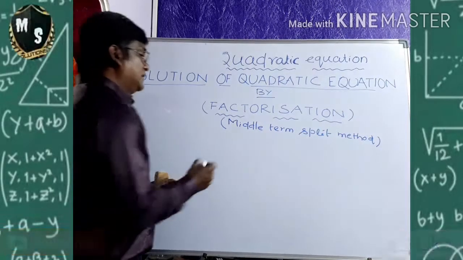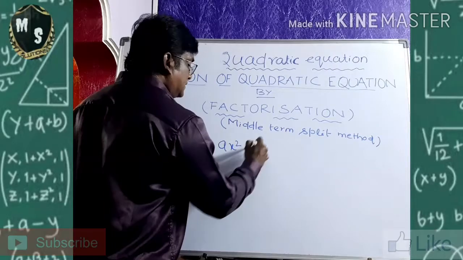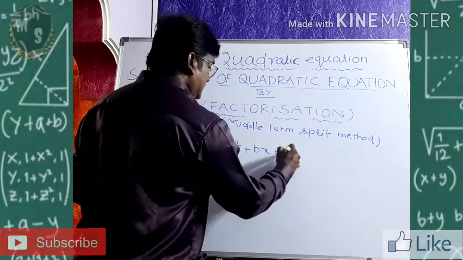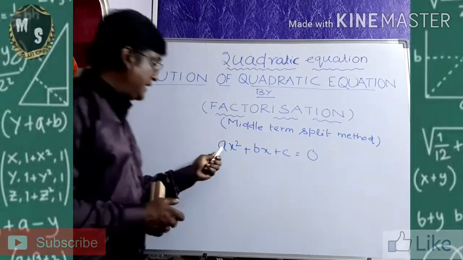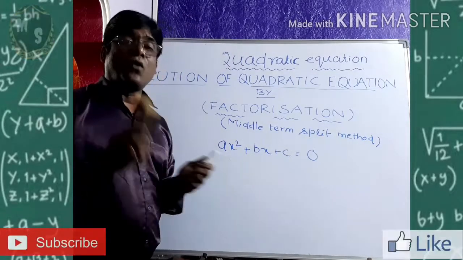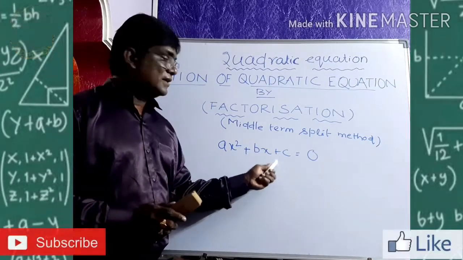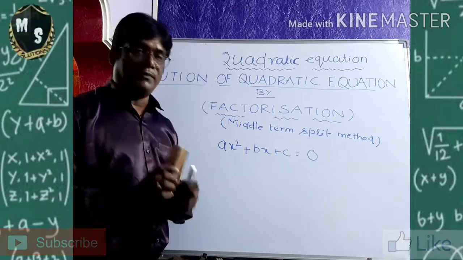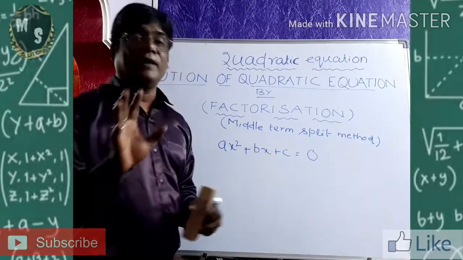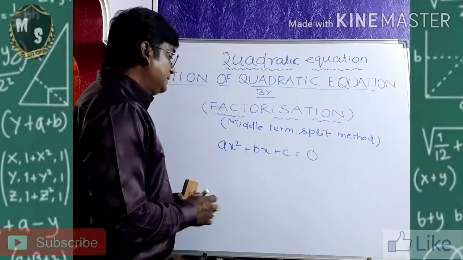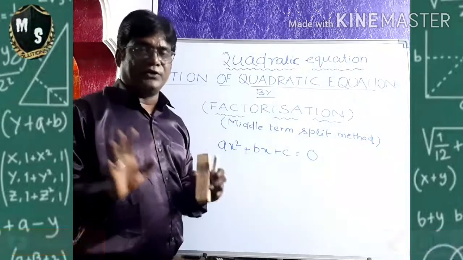Now you see what my equation is. My equation is ax square plus bx plus c equal to 0. Now you see what a is called. a is called the coefficient of x square. b is called the coefficient of x. c is called the constant, a pure number. So when I am talking about a, b, c, I am talking about numbers, but when I am talking about x, that is called the variable. It is very clear to you now.